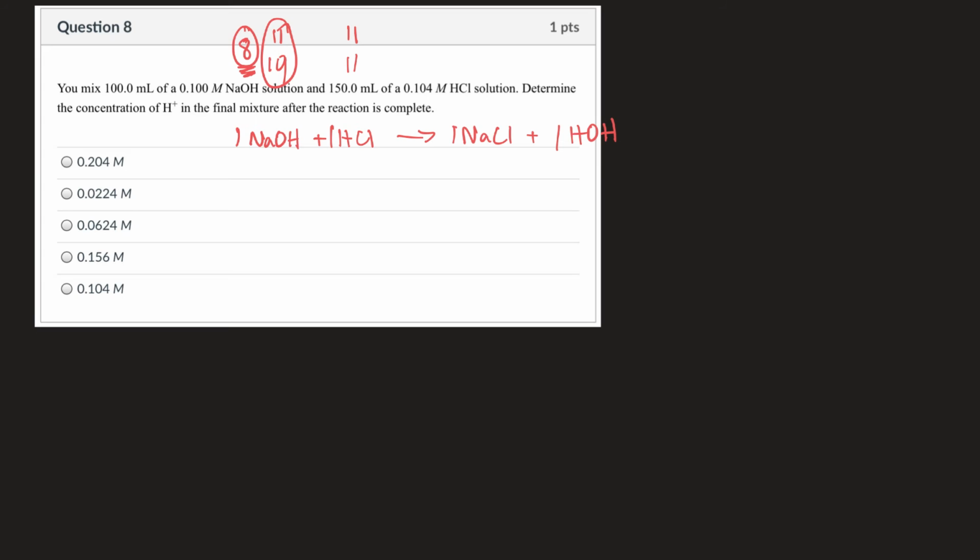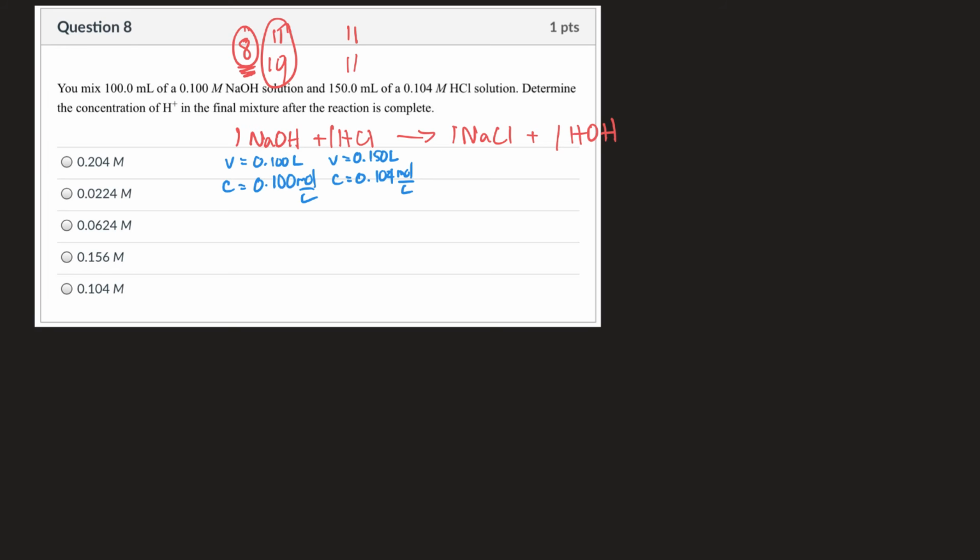Okay, so let's figure out moles for each one of them. Sodium hydroxide, my volume is 0.100 liters. My concentration is 0.100 moles per liter. HCl, I've got a volume of 0.150 liters, and I have a concentration of 0.104 moles per liter.